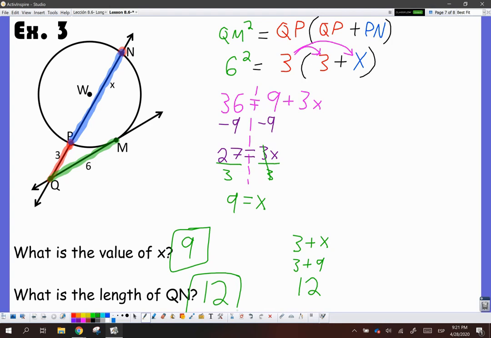This one not too bad, right? At least not as bad as the secant one. But it does have its challenges, which I'm going to talk about in the next example.